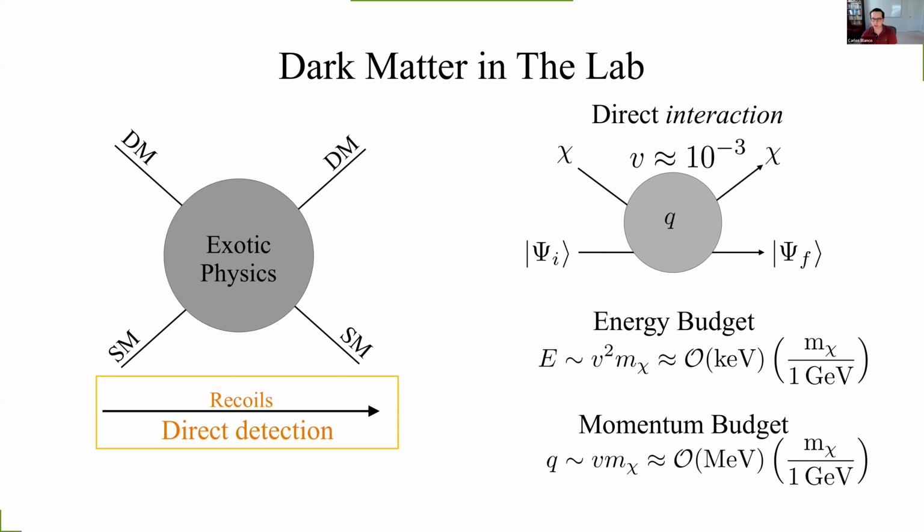And as it does, it's going to impart some momentum and some energy. And so we can ask, what's the total energy budget, momentum budget of this interaction? Well, the energy budget should just be the kinetic energy of the dark matter, which for a dark matter that is as heavy as a proton corresponds to keV energy. So these are like X-ray energies. And similarly, the momentum budget for a particle that's as heavy as a proton is of order an MeV.